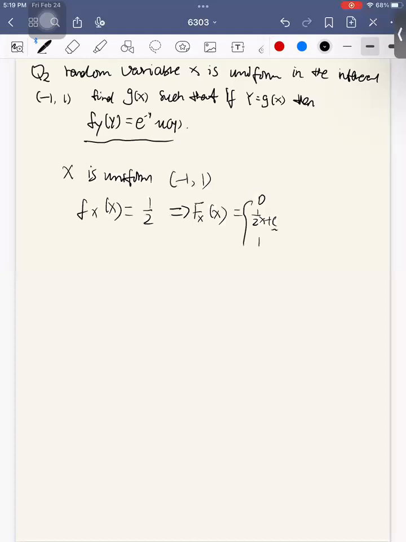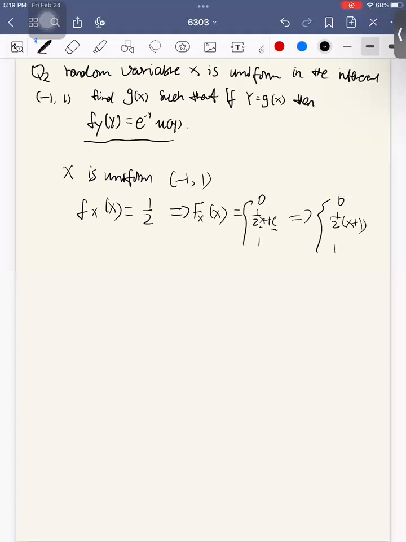For finding this constant c, we can say when x is equal to 1, this F_X needs to be 1. So we can say the constant c is equal to 1/2 as well. So we can write the equation like this.